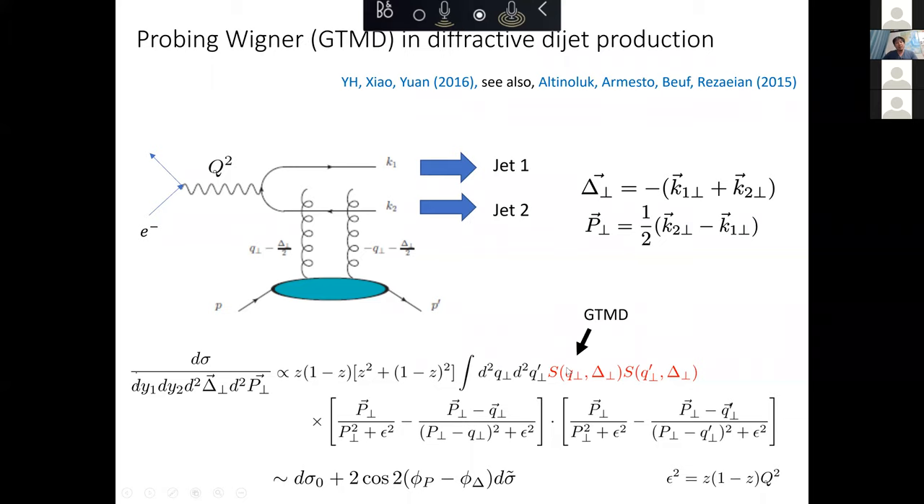So here's the formula for the cross section, which is differential in both delta perp and P perp, and it's given by the convolution of the GTMD and some kernel. And by studying this P perp and delta perp dependence, you can reconstruct this GTMD from the experimental data.